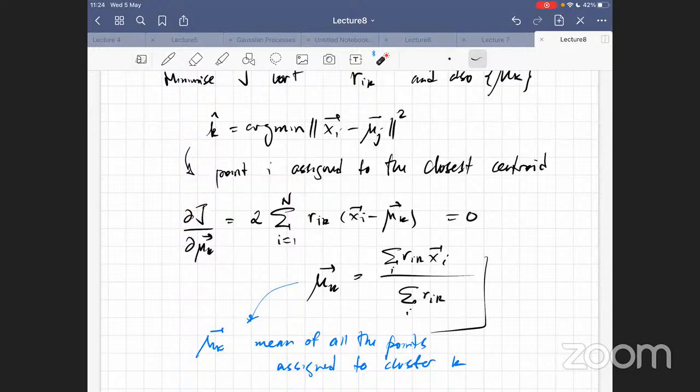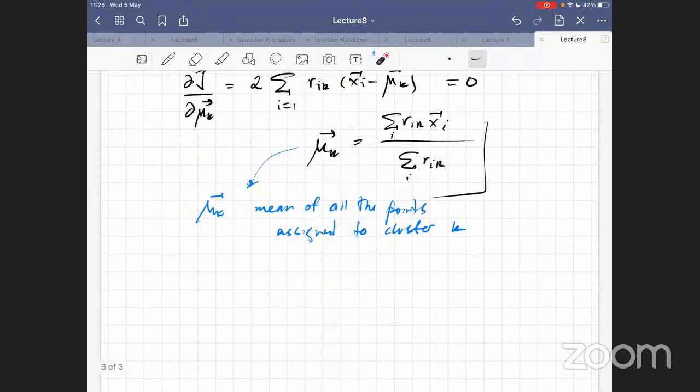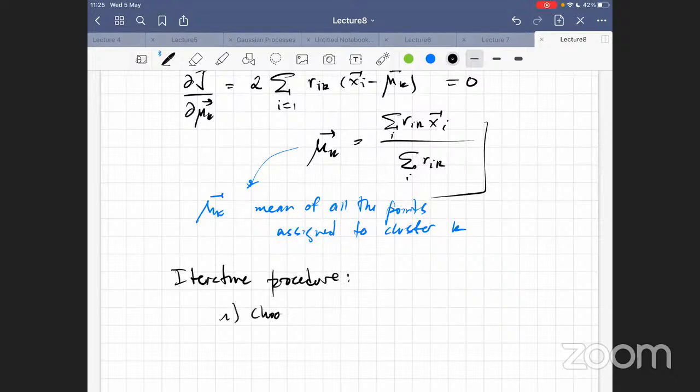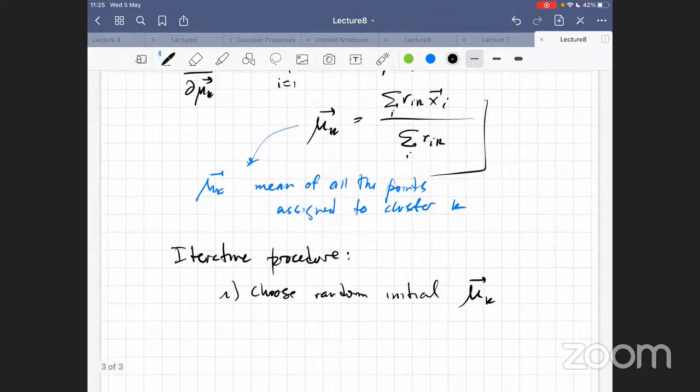So the procedure is straightforward, because given some first assignment of the cluster centroids, what you need to do is assign the points to the cluster depending on the distance to the centroid, and then follow an iterative procedure that I will describe now. Of course, you need to start at some random initial position for the centroids of the clusters.